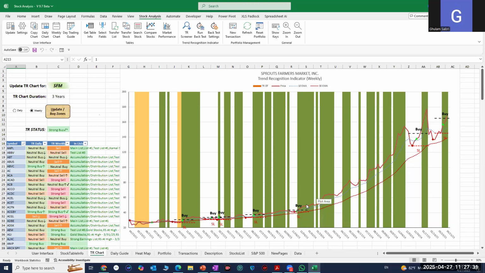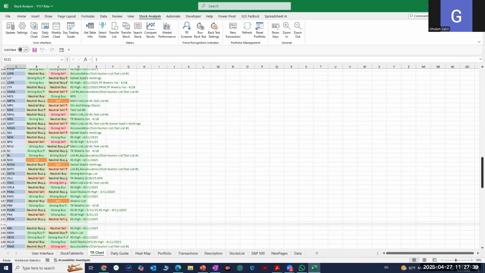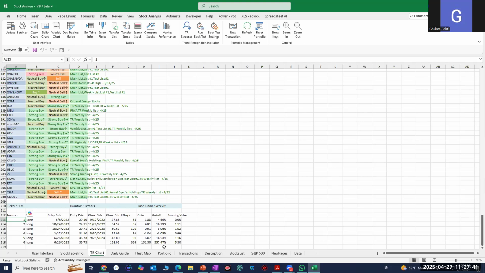Now, this particular one was a great winner. It went all the way from something around 43 to all the way to here, 120. Let's go to the results of our back test again. So we had 357% still as open gain in that particular trade.